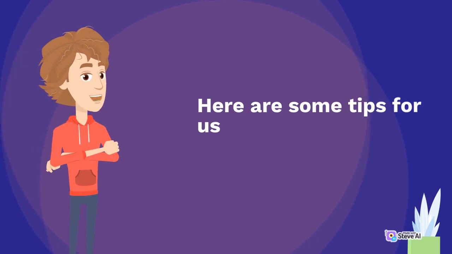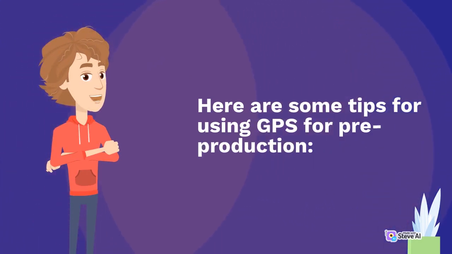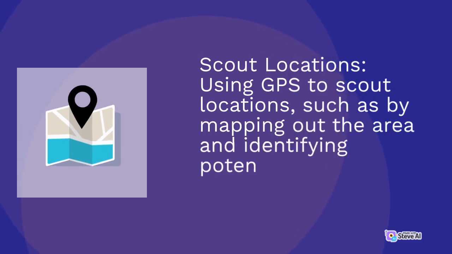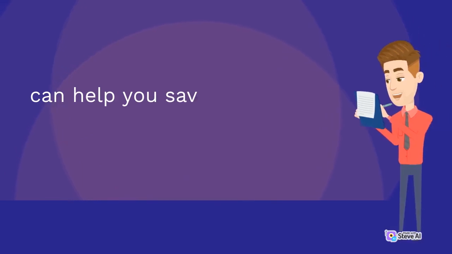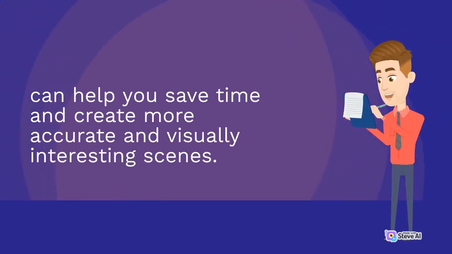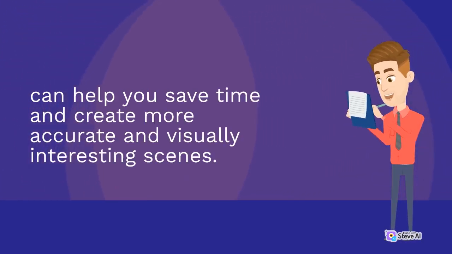Here are some tips for using GPS for pre-production. Scout locations. Using GPS to scout locations, such as by mapping out the area and identifying potential obstacles or vantage points, can help you save time and create more accurate and visually interesting scenes.